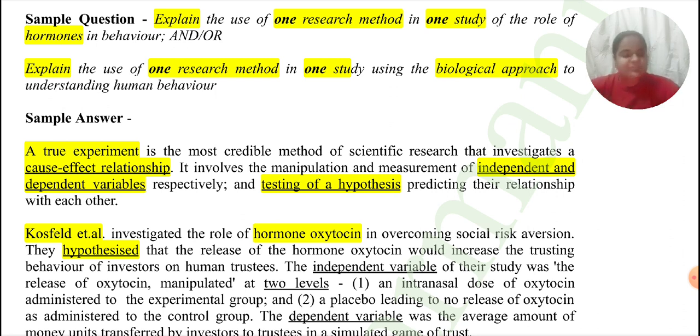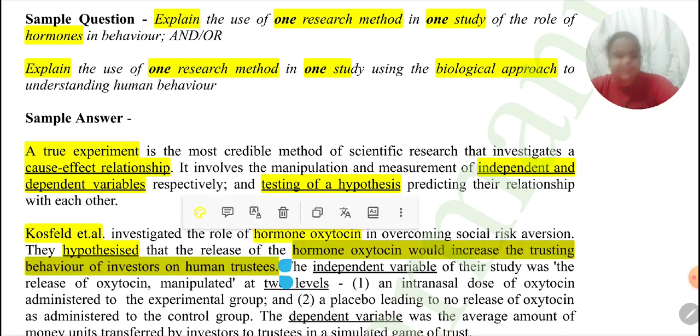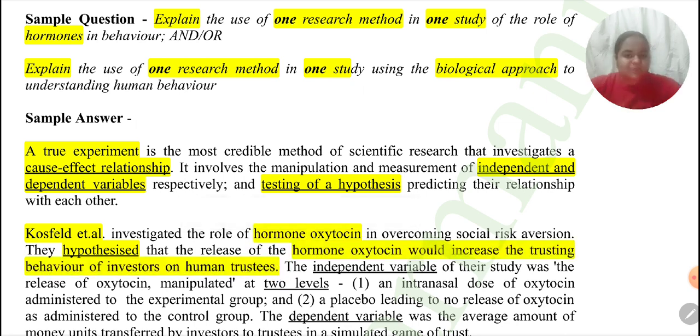I already mentioned that a true experiment has a hypothesis linking the independent variable and the dependent variable. So let me now point out in the Hosfeld et al. study, what was the hypothesis? If instead of this I'm discussing any other study, I should know very well what the hypothesis was in that study, and I need to outline it correctly. So the Hosfeld study's hypothesis was that the release of hormone oxytocin will increase trusting behavior in humans.